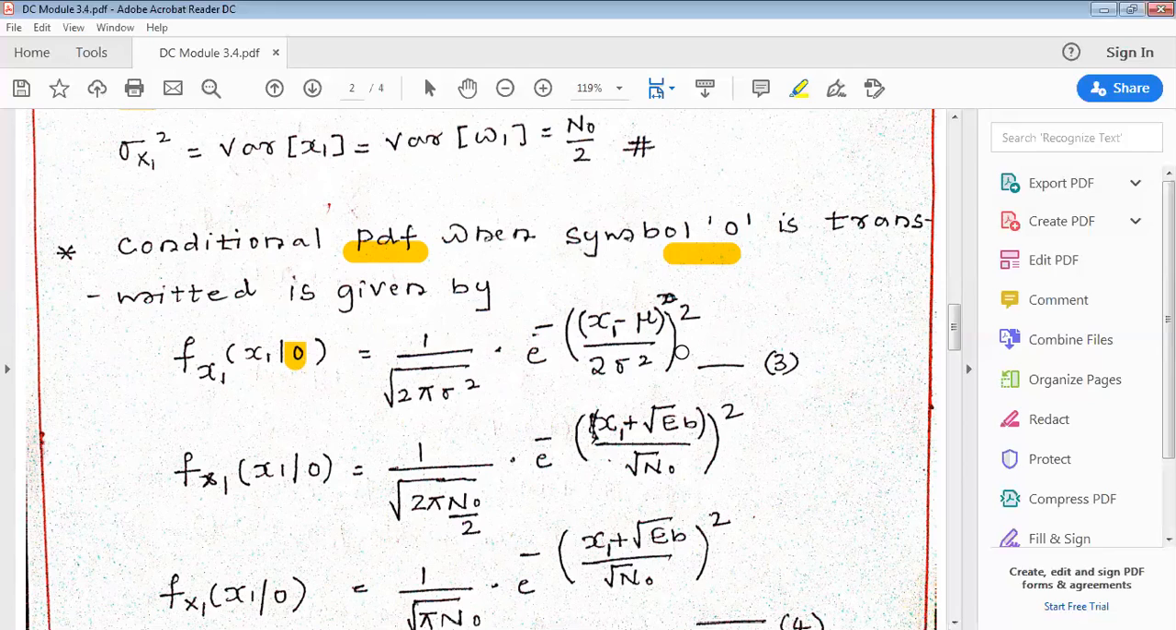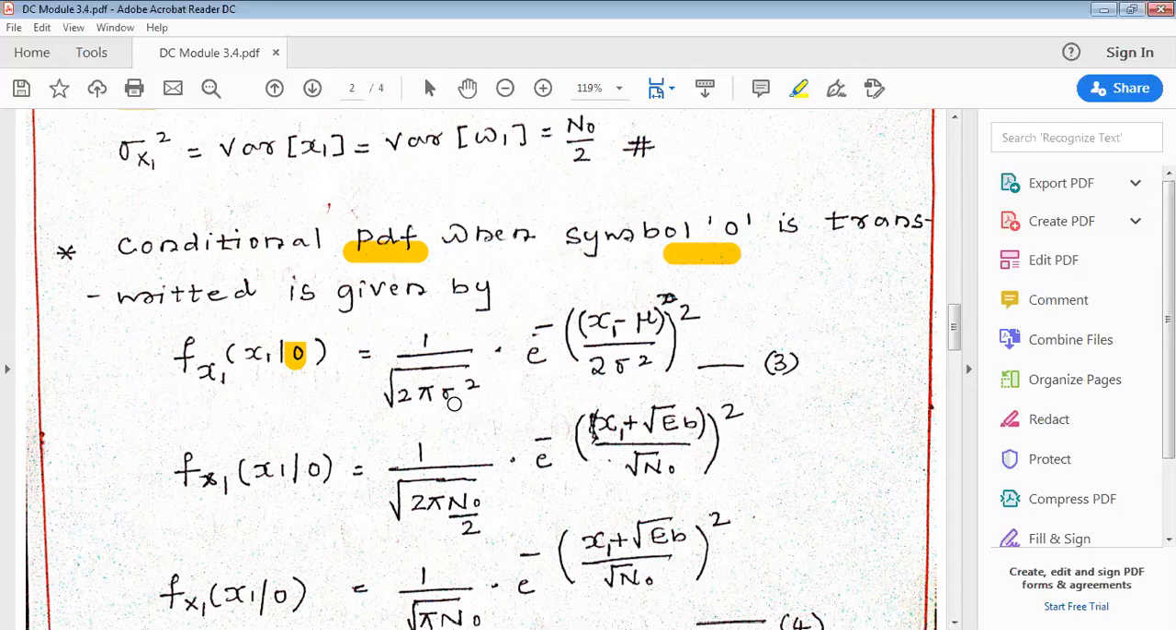This is the standard equation for the conditional probability density function when a Gaussian distribution occurs. We have different types of distribution: binomial distribution, Gaussian distribution. Since additive white Gaussian noise is considered to have a Gaussian distribution, we have to consider its probability density function as 1 divided by the square root of 2 pi times the variance.